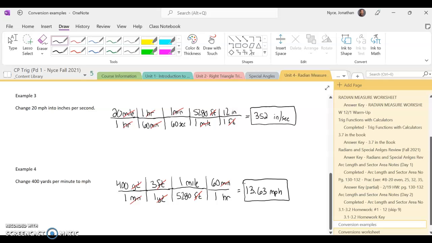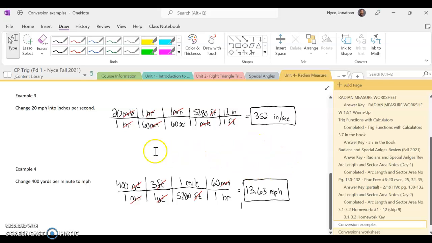Hopefully those examples made sense. If you still want some more examples, you can probably Google converting or conversions, or changing miles per hour into inches per second, things like that. You can probably find a couple other videos if you still have questions.